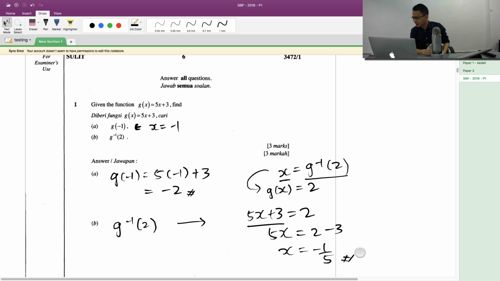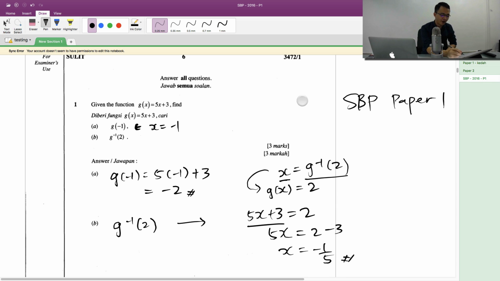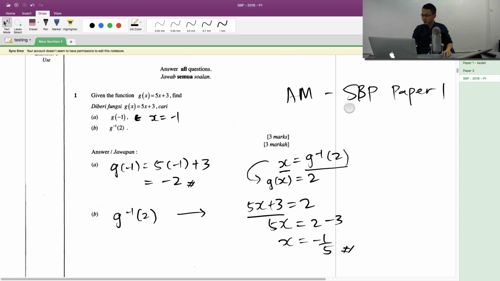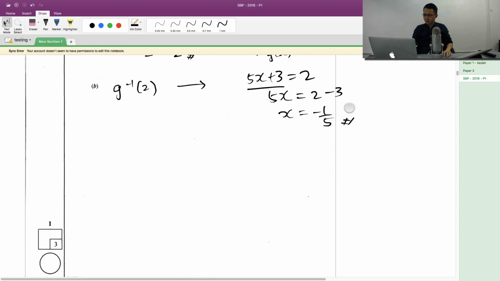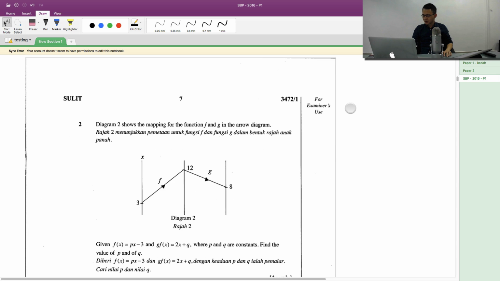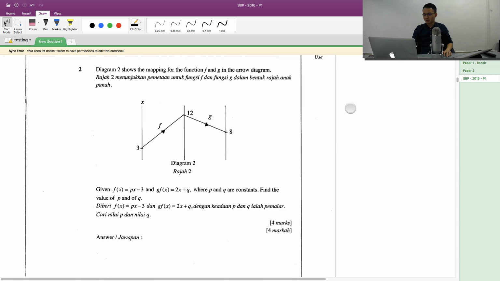Yeah, I replied to the question from Shami. This paper is SBP Paper 1 for AddMath. You can get the paper from the link shared in our group. I think one of the students shared it, so you can get it from there. Alright, let me continue. I hope I answered your question. Yeah, you can just download it and print it out yourself.